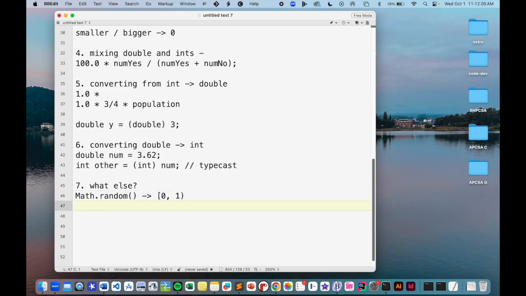There's more than just Math.random though. We also have Math.sqrt, which is actually square root. This would give me back 2.0, right? Square root of 4. There's also Math.pow. I can do like this. And what this means is actually 3 squared, which is 9.